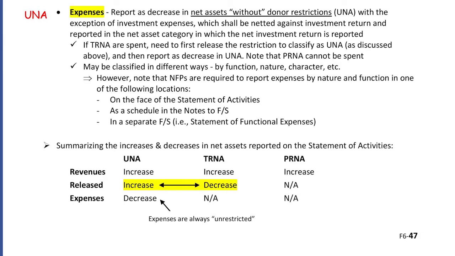Expenses, as we know, are reported as a decrease in UNA. Once again, when we present the statement of activities, we're going to present UNA as net assets without donor restrictions, and we present TRNA and PRNA as net assets with donor restrictions. And let's look at this on our next page.